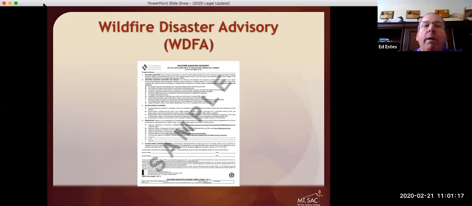Oh, so our wildfire disaster advisory. This has been with us for about a year, maybe a little bit longer than that. If you have a property that has been identified in your NHD as being a wildfire risk or state responsibility area, I would recommend using this disclosure to the buyer.